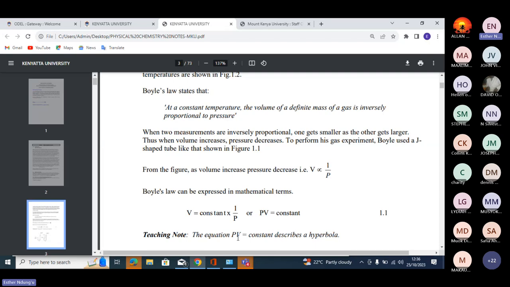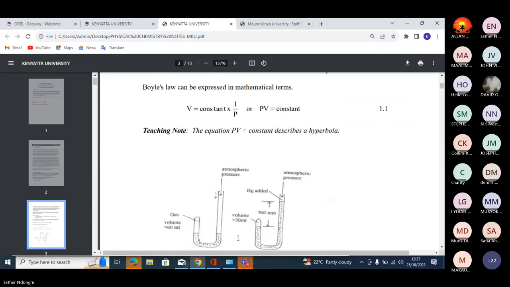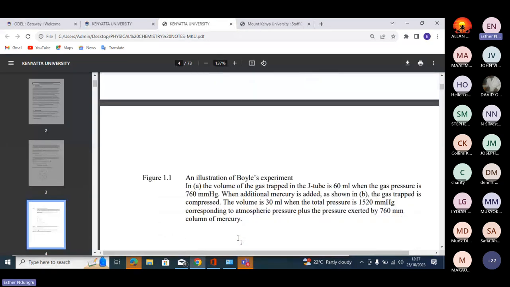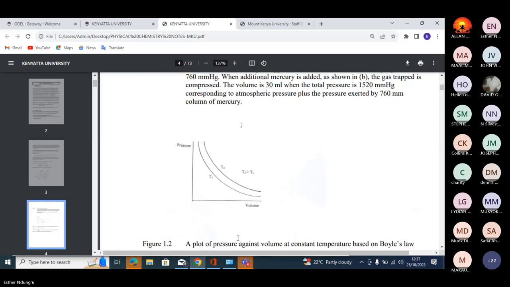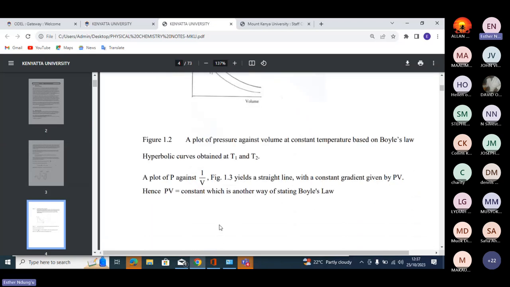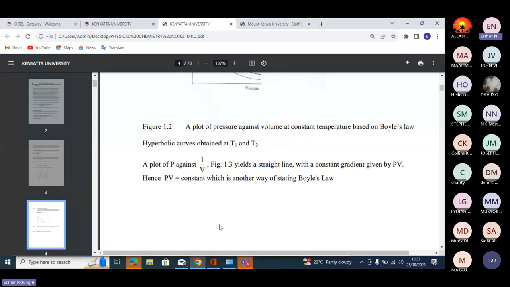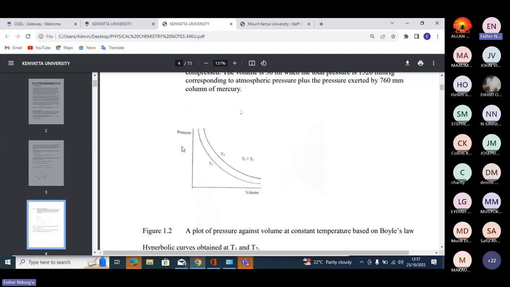The equation PV equals a constant describes a hyperbola. Let's see the plot: if you plot a graph of pressure against volume, when the pressure is high, the volume is low. But when the pressure is very low, then the volume is very high. So this is the curve. You would get these kinds of curves when illustrating Boyle's law.